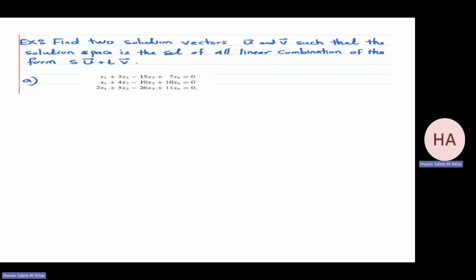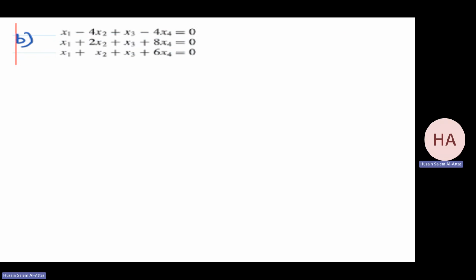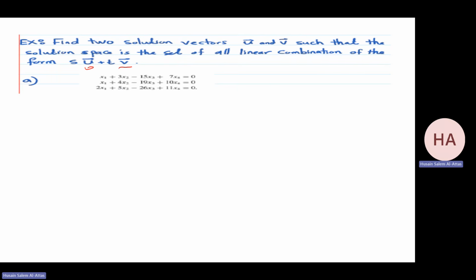Same thing, I need to find u and v. Sometimes, by the way, it's not always two vectors. Sometimes they have only one vector. But in all of these examples, I have two vectors. Later, we'll do examples where I have only one vector. You just need to see the solution of the system.